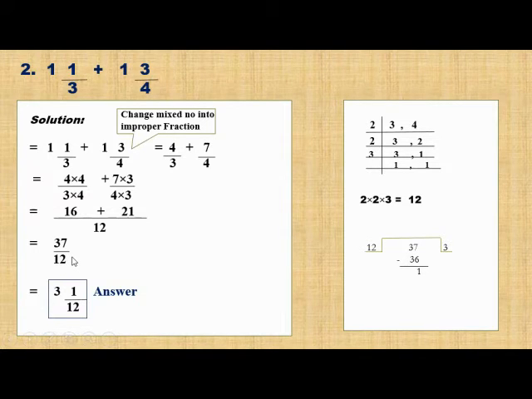Now, what we are doing, we are dividing this fraction because the denominator is less than the numerator. So that's why we are dividing the fraction. 37 divided by 12. 12 3s are 36. 37 minus 36 equals 1. How can we write the answer? 3 whole 1 upon 12. 3 is the quotient, a whole number. The remainder is in the numerator and the divisor in the denominator. So 3 whole 1 upon 12 is your answer.